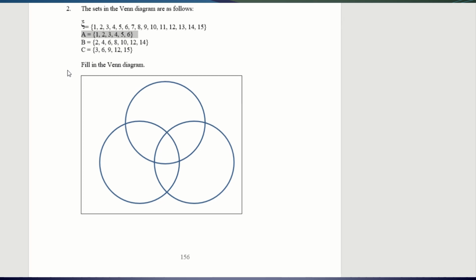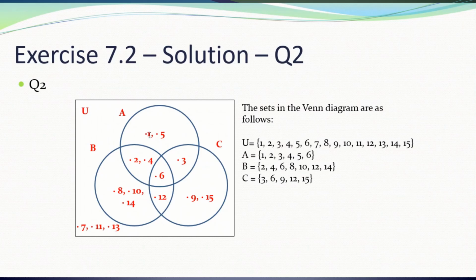If you have a look, you need to fill up. Why do I put a dot in front? It is because these are elements. When you fill up elements, you put a dot. But when you fill up a total, like this is a total, there is no need to put a dot. This is an element, so you fill up one by one. So 6 is right in the middle because all 3 have 6.